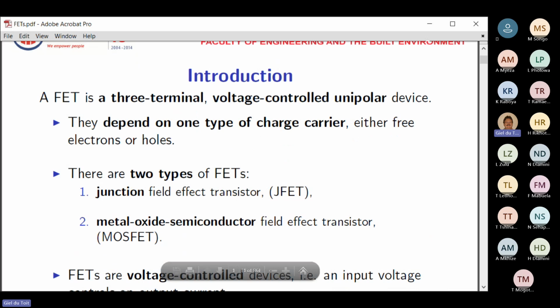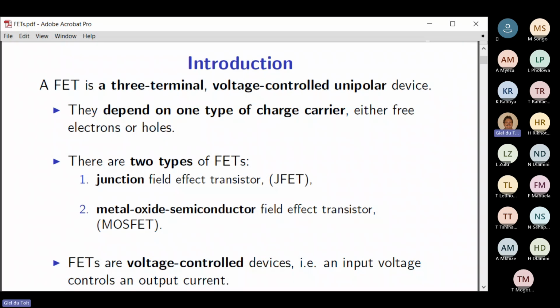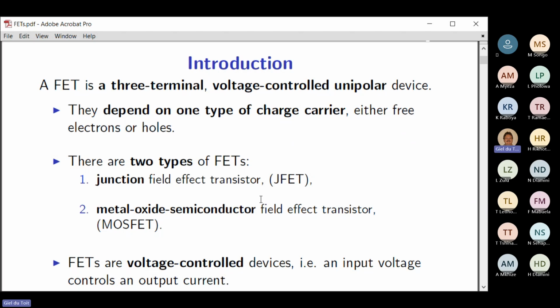So we've said it's a 3-terminal voltage controlled unipolar device, and they depend on the type of charge carrier, either free electrons or holes, which is similar to normal transistors. Now there are 2 types of FETs: the junction field effect transistor, which is a JFET, or the MOSFET, which is a metal oxide semiconductor field effect transistor. It's a long word, but we have to know the difference between these 2.